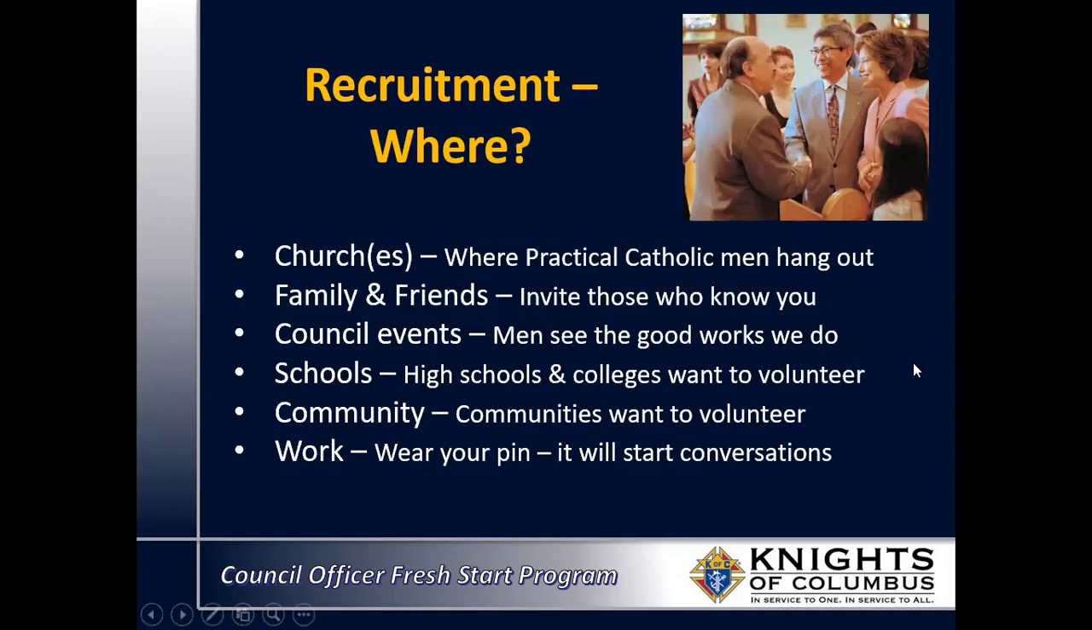So where do you recruit? Basically, it's just about anywhere. The easiest one to think about is your churches. That's where practical men hang out. They go to church on Sunday, maybe Saturday night. Great place to find people who are practical Catholics. But your friends and family are also good, and that's an even, I think, higher probability for everybody you ask, because they know you personally.